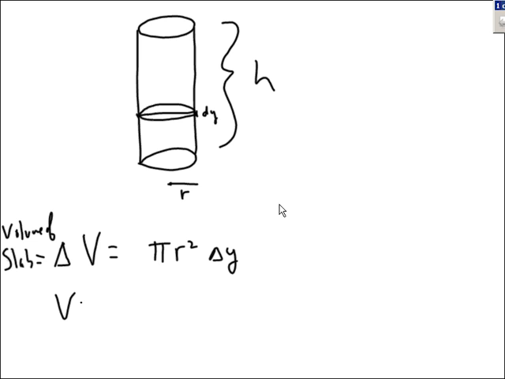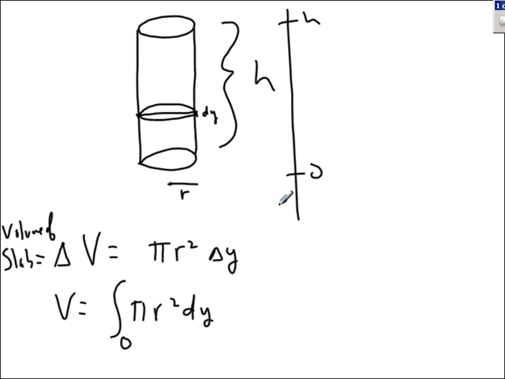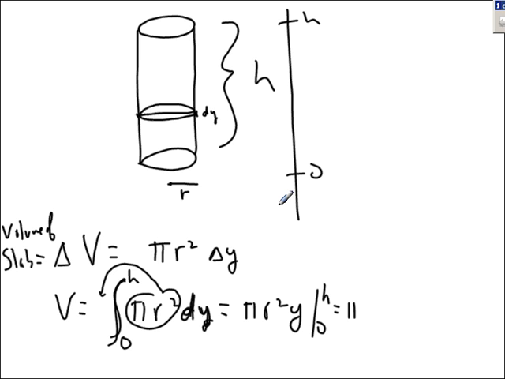When you integrate it, the whole volume will be the integral of pi r squared dy, and y is going from 0 to h. Pi r squared is just a constant. You can think of it as being in front, and the integral of dy is just y. From 0 to h, when you plug in h for y, you get pi r squared h, and when you plug 0 in for y, you get 0. So it's pi r squared h minus 0, which is pi r squared h.